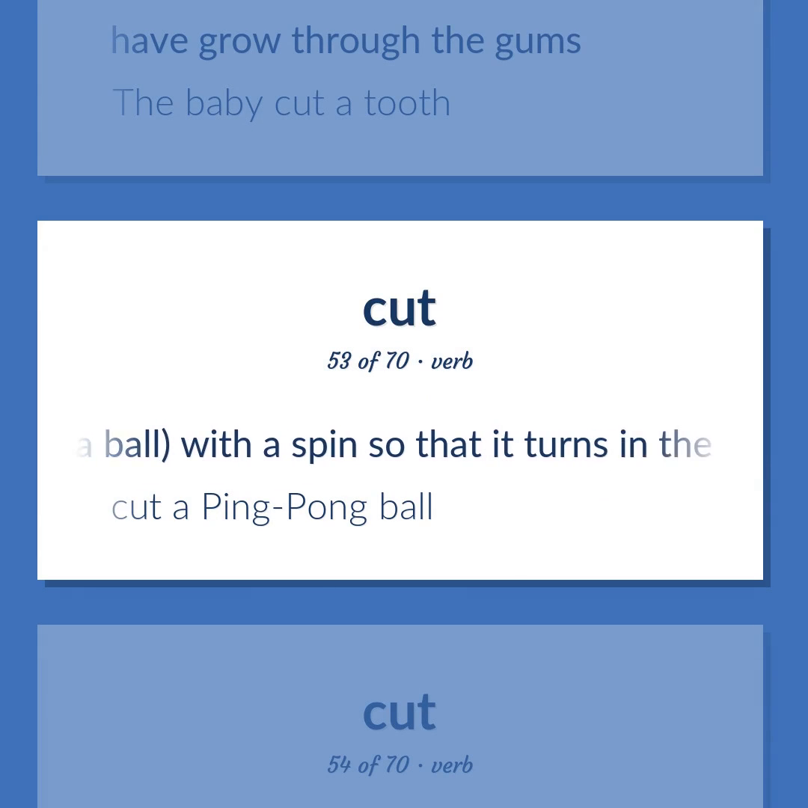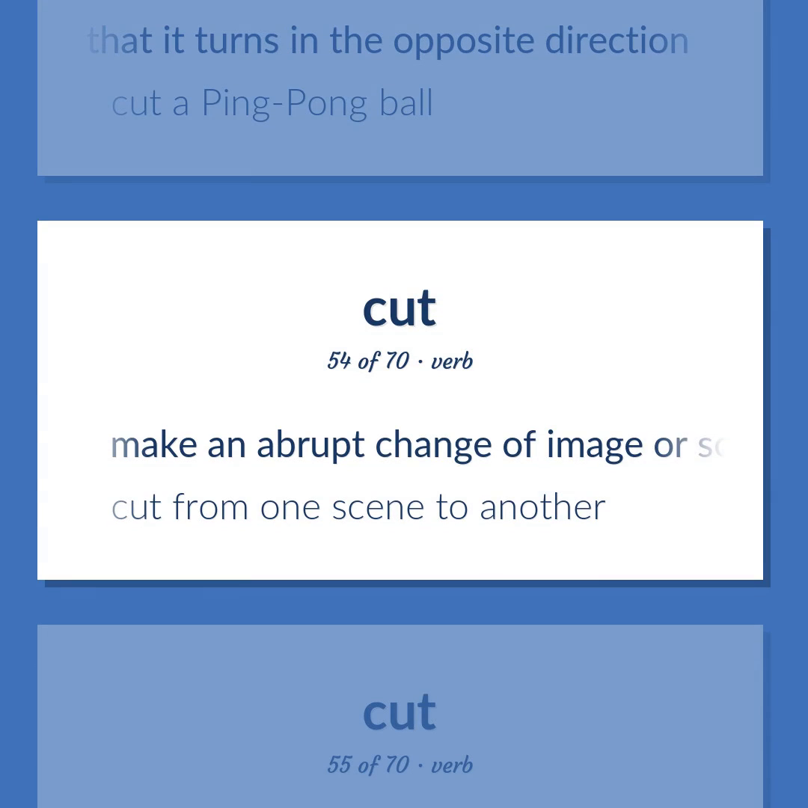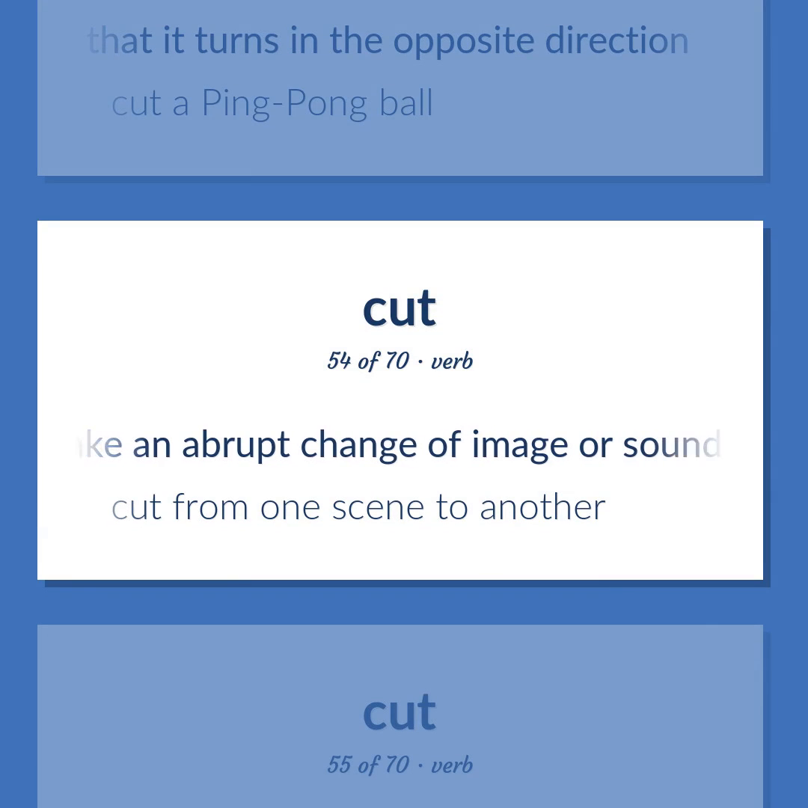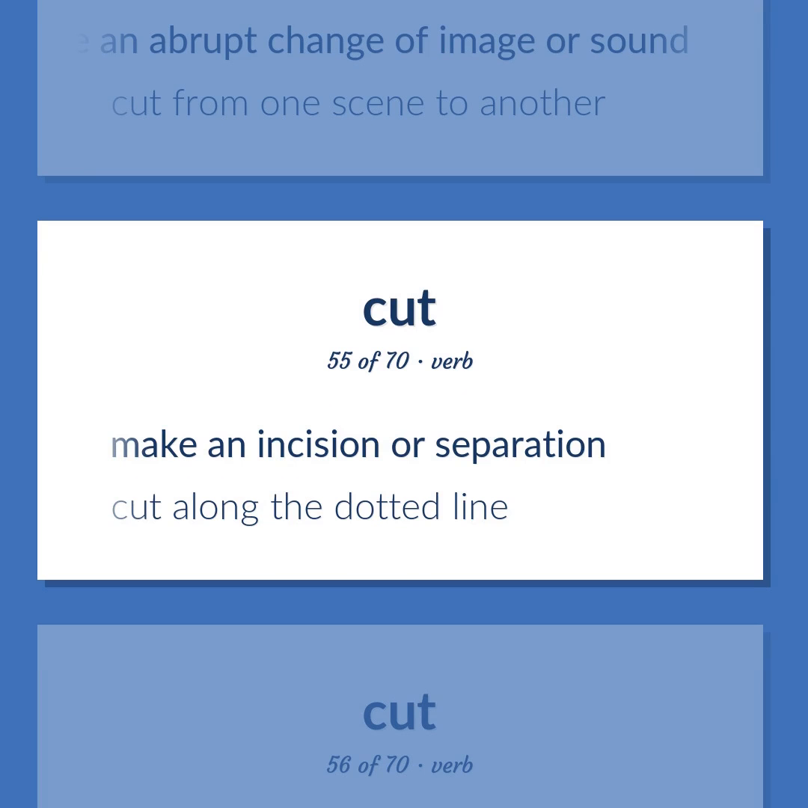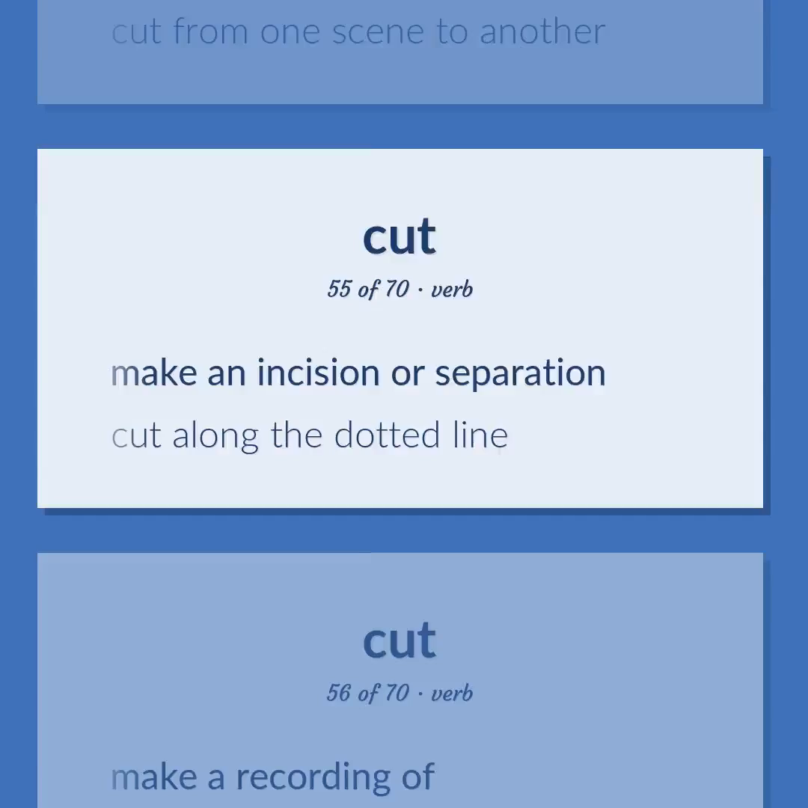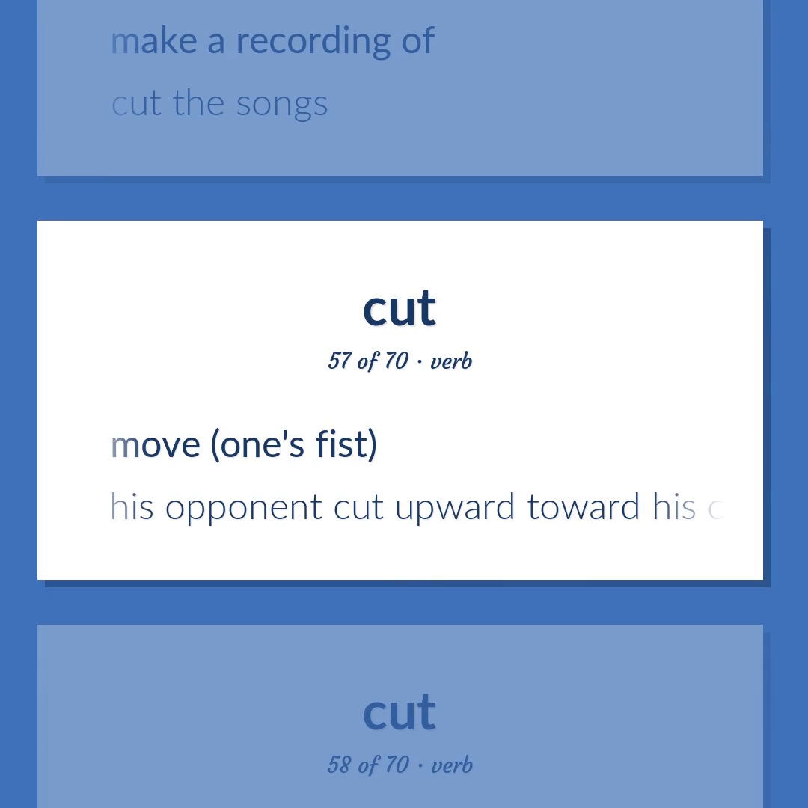Hit a ball with a spin so that it turns in the opposite direction. Cut a ping pong ball. Make an abrupt change of image or sound. Cut from one scene to another. Make an incision or separation. Cut along the dotted line. Make a recording of. Cut the songs. Move one's fist. His opponent cut upward toward his chin.